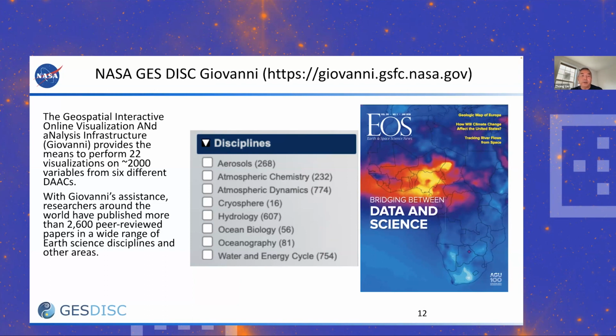For more information and an example about Giovanni, please visit the EOS magazine at eos.org on the right. The link information is on my last slide.